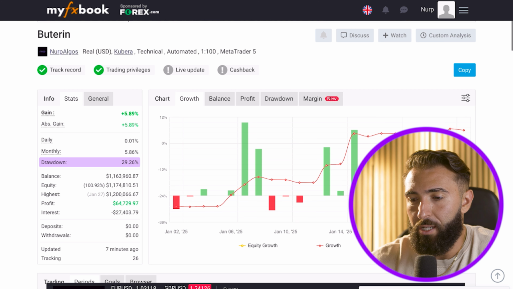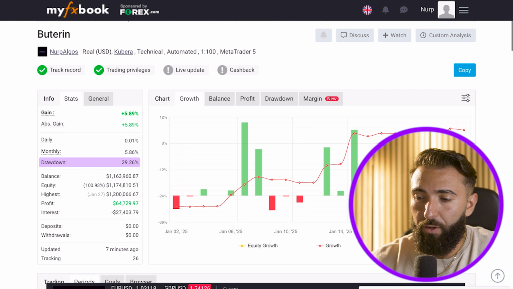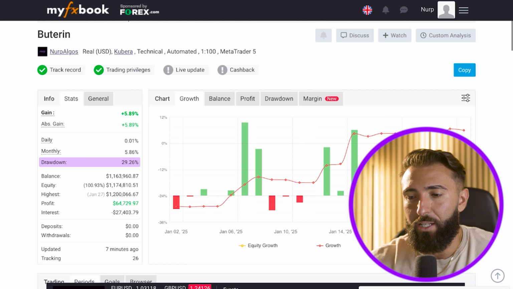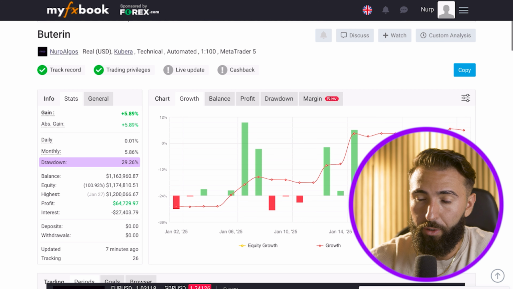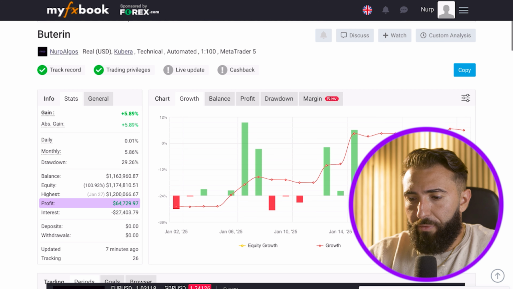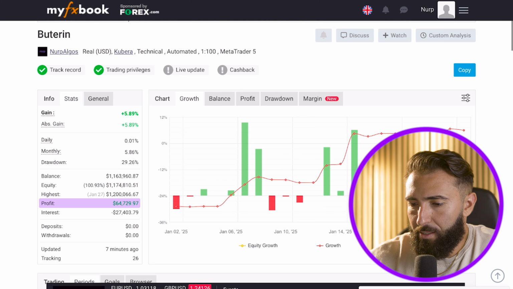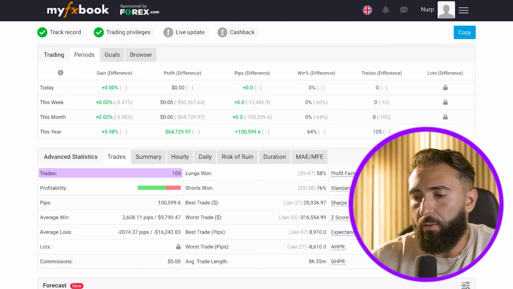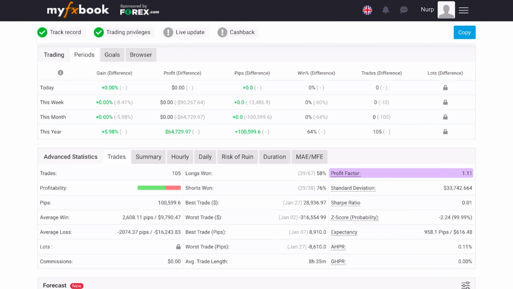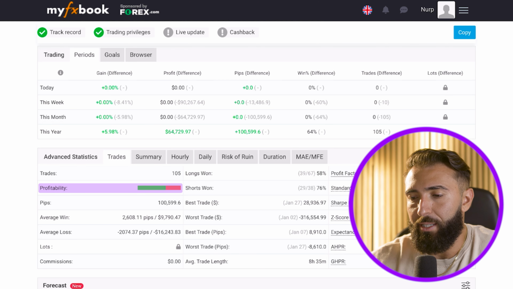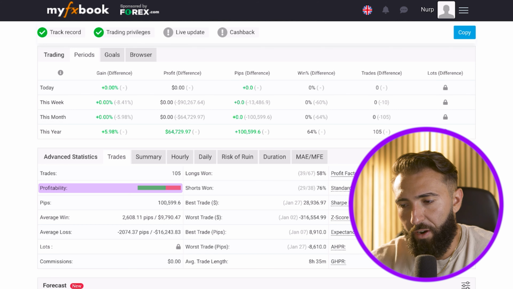Now that would be hard to stomach for most. Typically people that are involved with cryptocurrencies could stomach these kind of swings because it's quite normal if you hold cryptocurrencies to see these kind of swings. The total profit for the month is $64,729.97. If we scroll down, they did a total of 105 trades with a profit factor of 1.11, and its profitability is 65%. So it lost 35% of its trades.